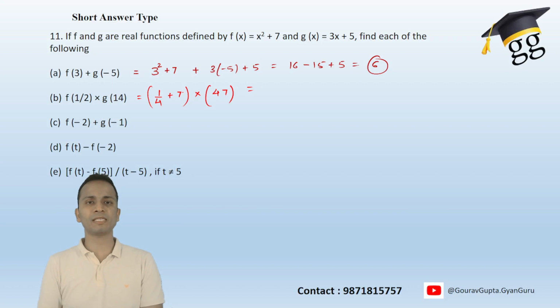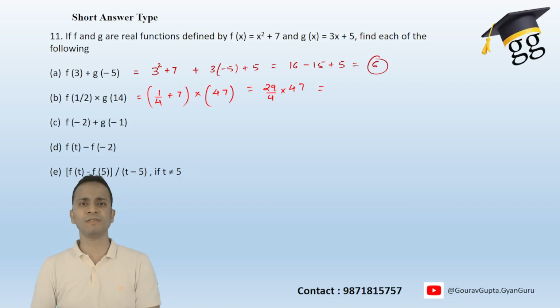Now 1 by 4 plus 7 is 29 by 4, multiplied by 47. I just multiplied 29 and 47. So 7 into 9, 63. 6 carry forward. 14 and 36 is 40, 50. 50 and 6, 56. And 13. So 1363 divided by 4 is the answer.